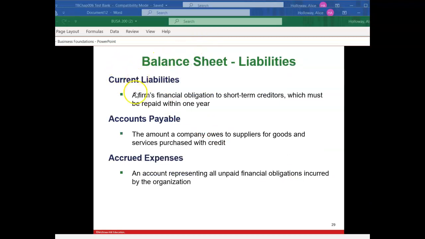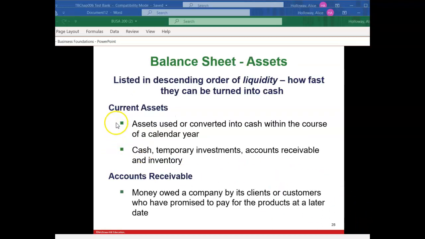Balance sheet liabilities. You'll have things such as current liabilities, a firm's financial obligation to short-term creditors, accounts payable, the amount a company owes to suppliers for goods and services, and accrued expenses, an account representing all unpaid financial obligations incurred by the organization. So just keep in mind that all these things are listed on the balance sheet. So you have your current liabilities, your accounts payable, accrued expenses, and then of course the slide before that talks about your current assets and accounts receivable.